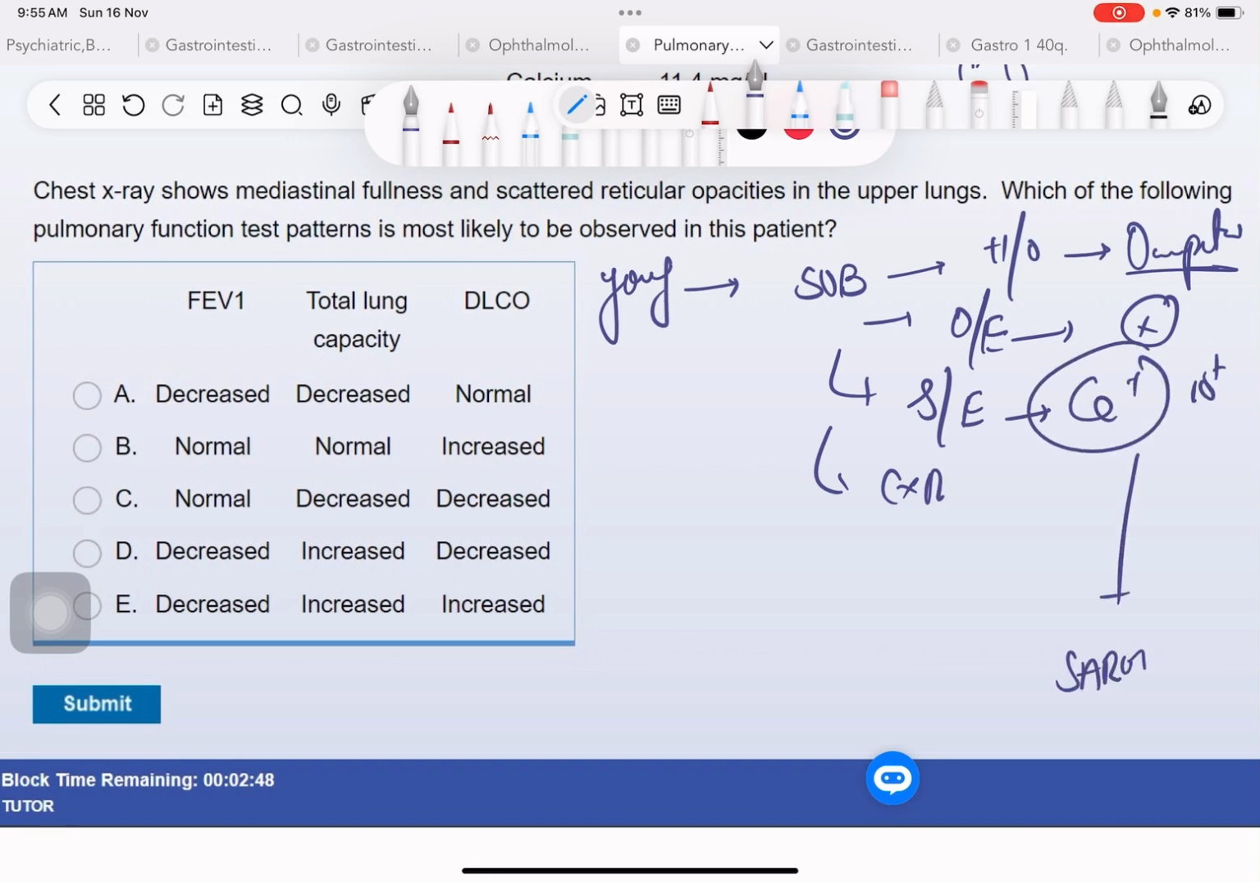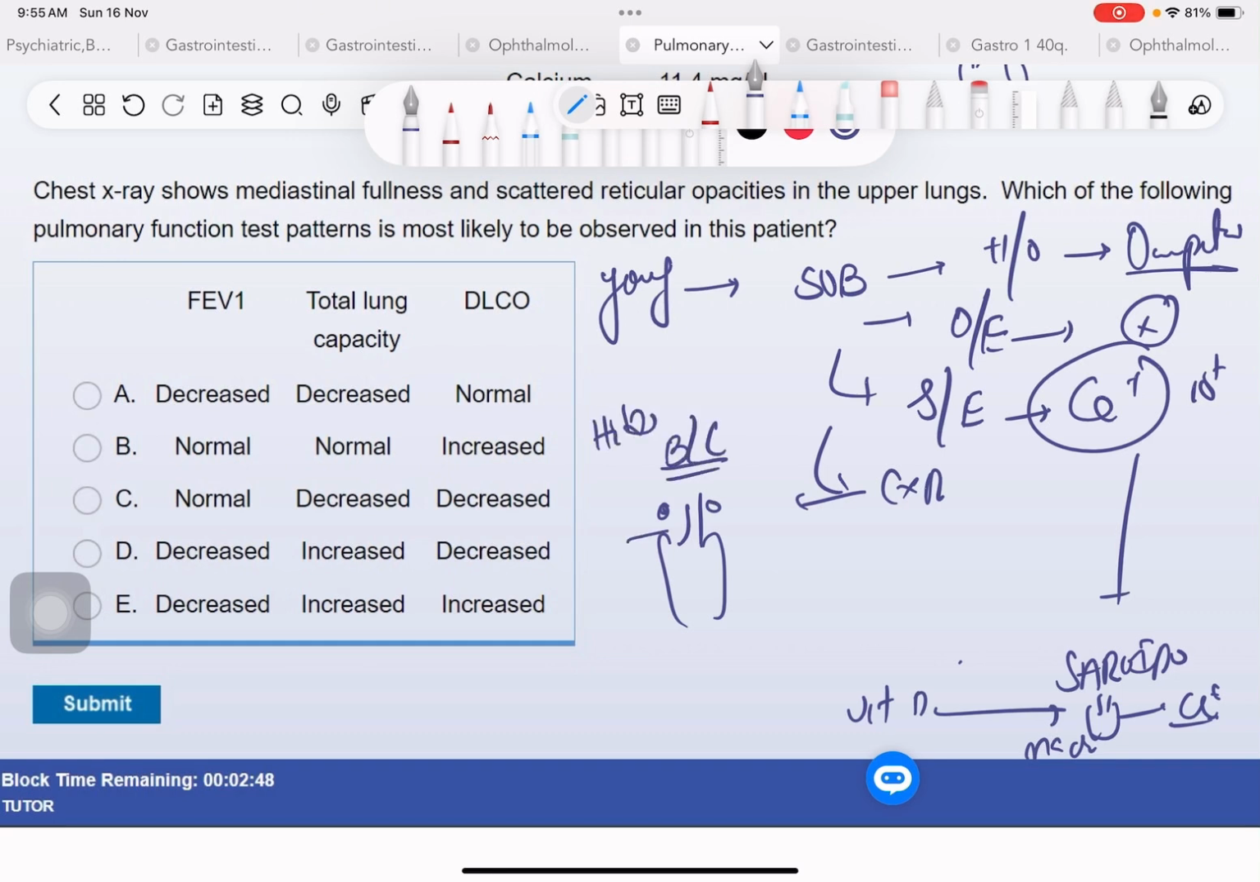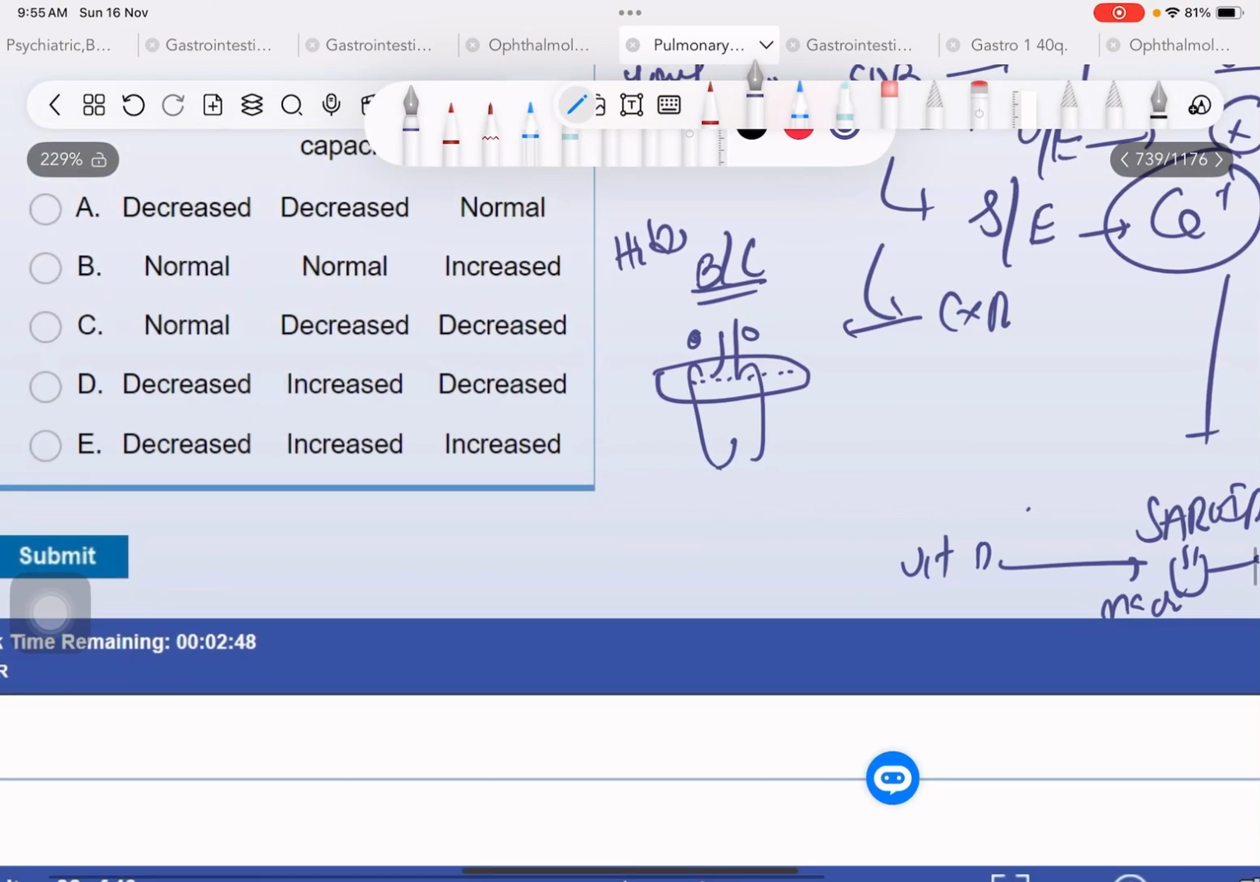The moment you see the increase in the calcium level greater than 10, you suspect it's sarcoidosis. Why? Because vitamin D is converted by the macrophages of the lung into calcium, okay? And then on a chest X-ray, what are you going to find? You're going to find bilateral lymphadenopathy, like hilar lymphadenopathy, and there are going to be reticular opacities in the upper lobe as well. So you know this is sarcoidosis.